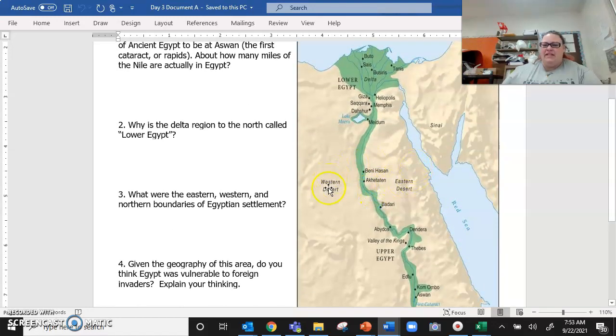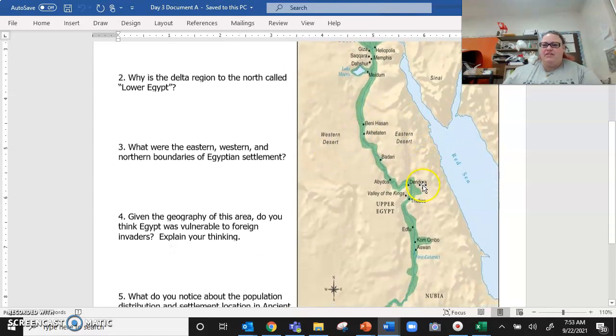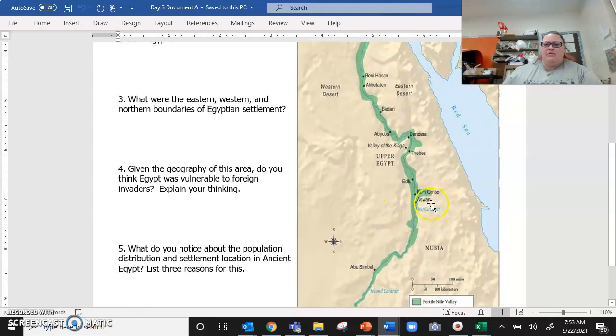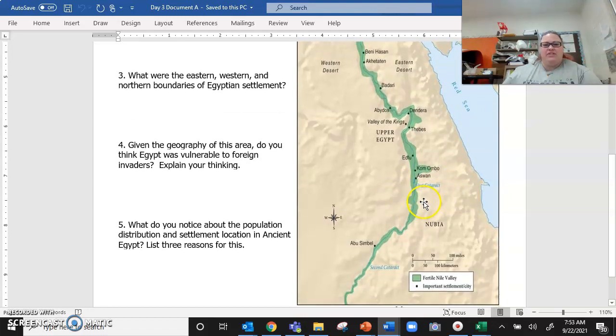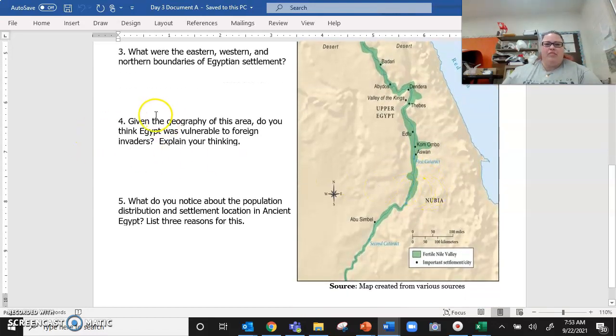Do you think it would be easy to go through the deserts? Do you think it would be easy to bring a boat through the cataracts? All right, good points, friends. Remember, you were answering in complete sentences.